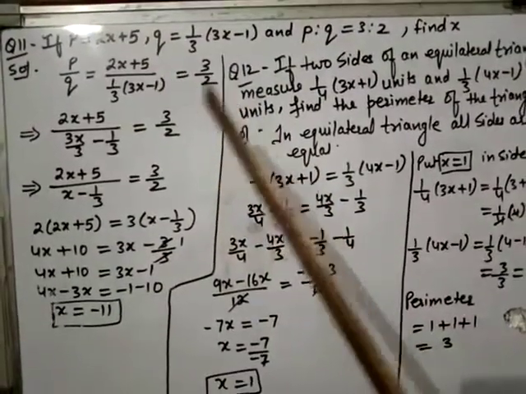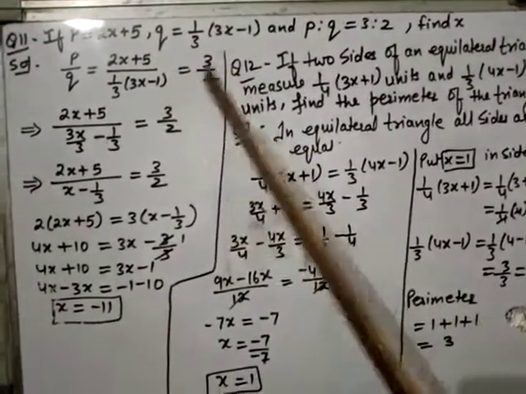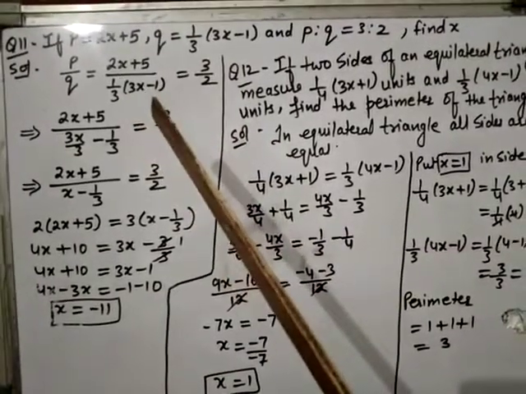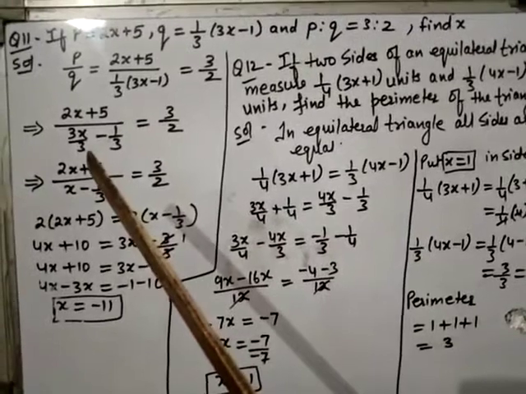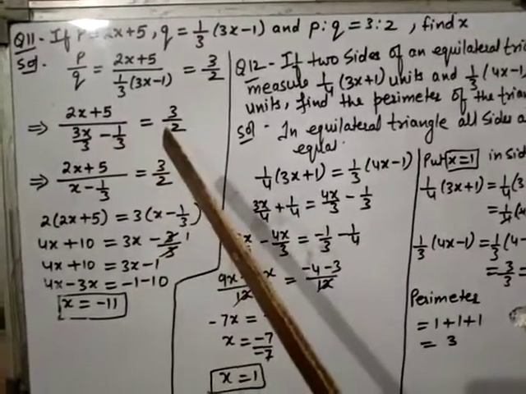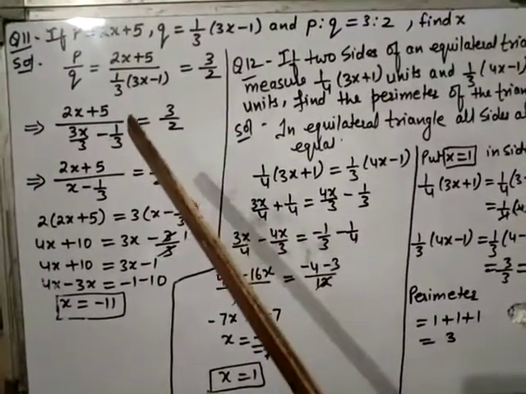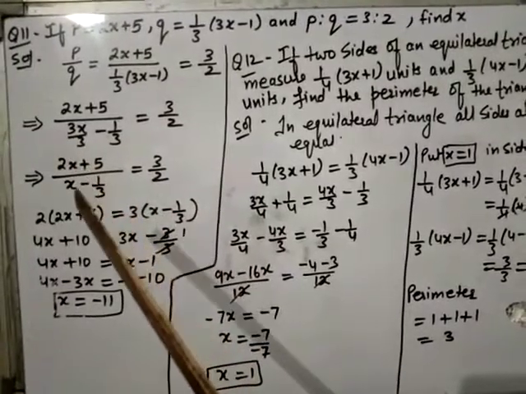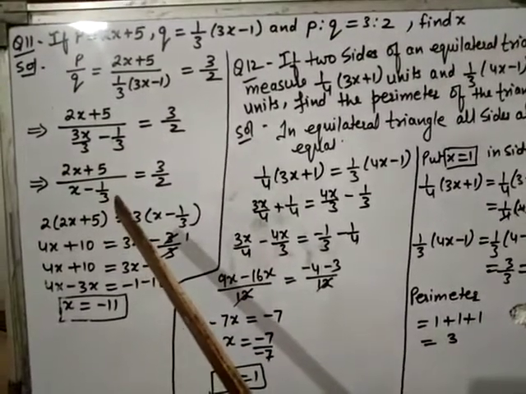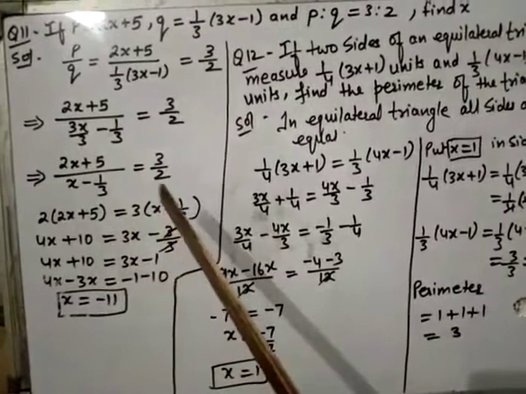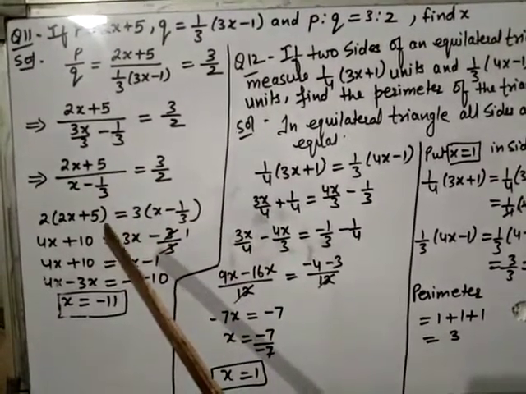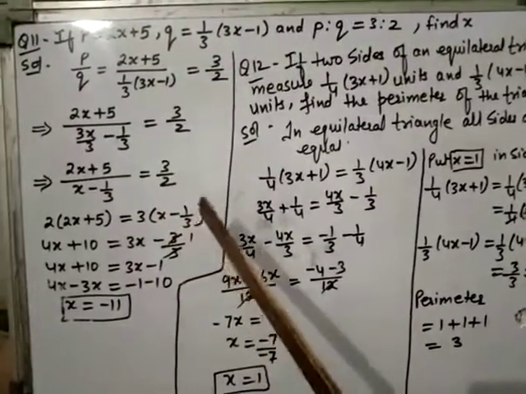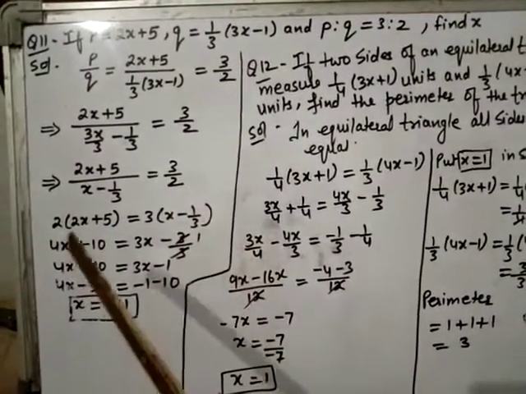Now you solve these two equations. Do cross multiplication here, open the bracket. When you open this bracket, you are getting 3x minus 3x upon 3 minus 1 upon 3 equal to 3 upon 2. Now 3 and 3 is cancelled, so x minus 1 upon 3 is left in this denominator. Then do the cross multiplication. 2 into 2x plus 5 is on left hand side and 3 into x minus 1 upon 3 on right hand side. Open the bracket.